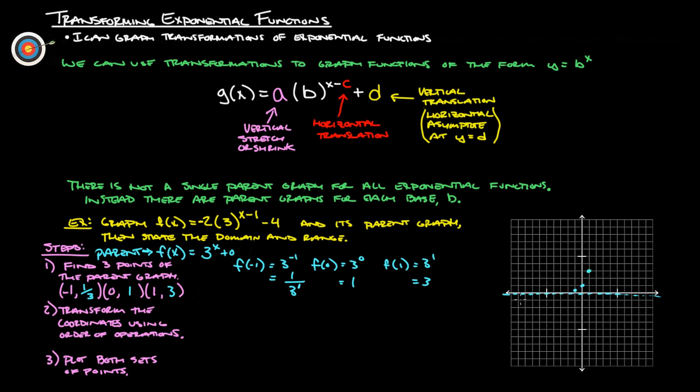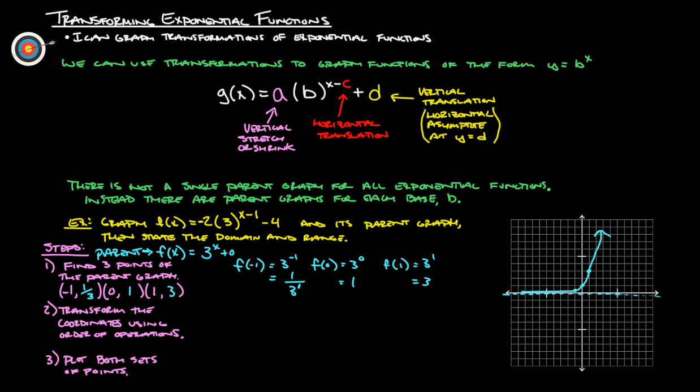Oops, missed it. Let's try that again. Oh, missed it again. Just got to take my time. Roughly like that. It should go up a little bit straighter than that, but you get the idea. So there's roughly what our parent graph looks like.